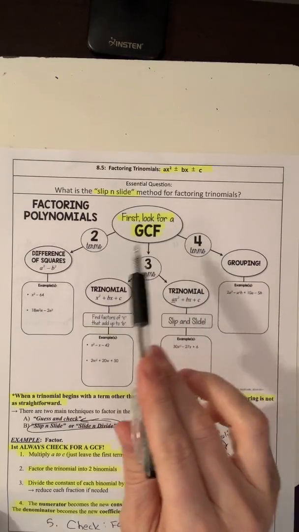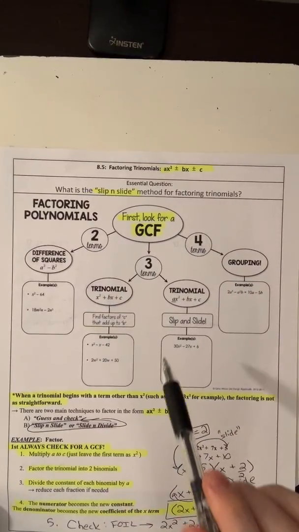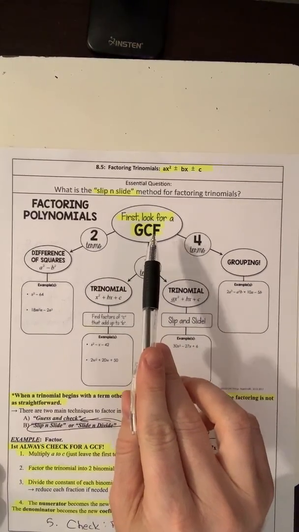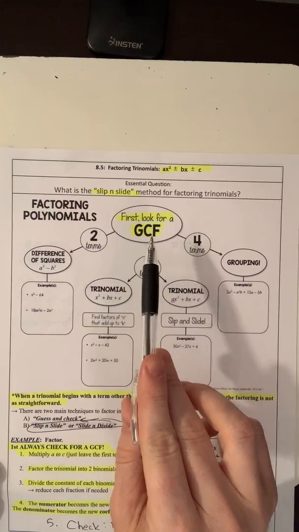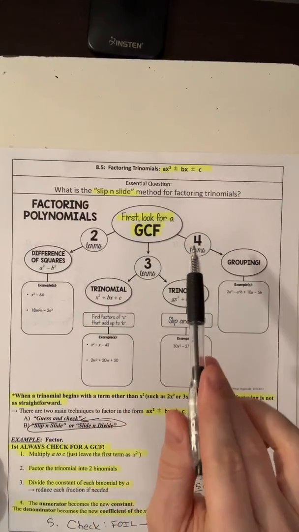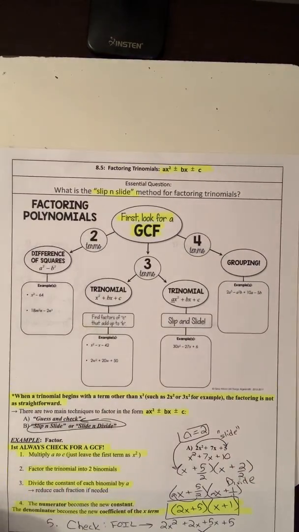So this is just the overall view of how to factor polynomials if you're not sure which method to use, okay? So first off, I highlighted this before, you always look for a GCF anytime you're factoring a polynomial. That's the first step. Okay, so you look for a GCF. If you can factor out a GCF, do that first before you do anything else. Okay, here's certain clues on what to look for and how to factor certain things.